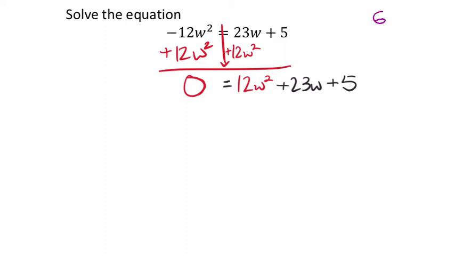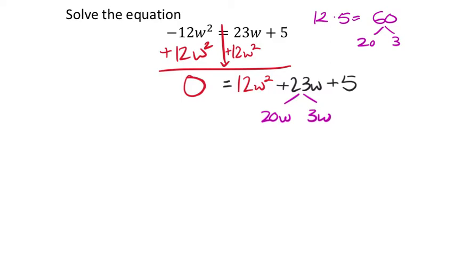So I do 12 times 5, which is 60. And then I have to find 2 factors of 60 that add up to 23. That's 20 and 3. Now, I skipped some of those factors, but add them together, you still get 23, right? So the 23 w's, I'm going to split up into those 2 groups, 20 w's and then 3 w's.